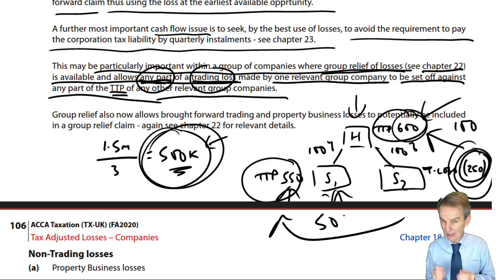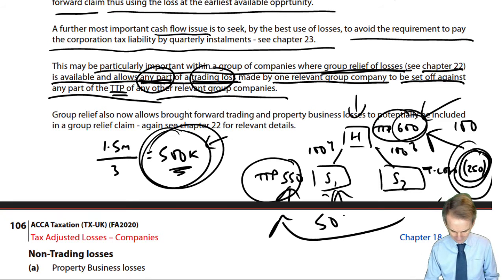and that gives you that flexibility to get the best use out of it. And the best illustration of where that would be of greatest use is in bringing down profits of those companies within that group to the profit limit, to avoid quarterly instalment payments being made, if not just for this period, then for next period for sure. Okay.